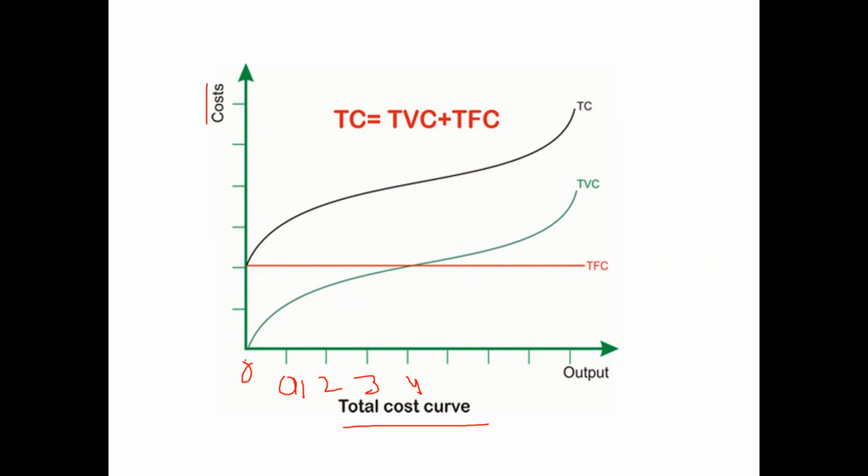When we add on, 0 plus 60 is 60, and whatever the value, we add our variable cost to the 60, and so on. This is our TVC and this is the TFC, and then we add both these things, and that becomes total cost. So total cost means TVC plus TFC.